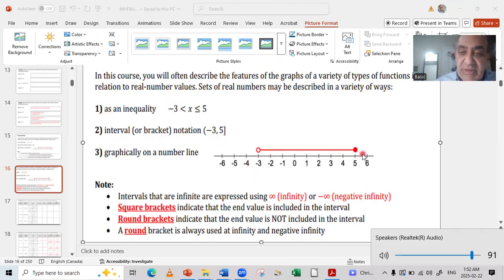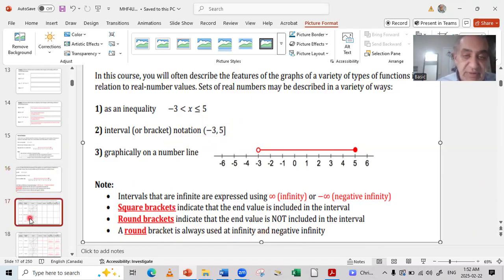But here, it is closed at 5, so we have to put it in a square bracket. The round bracket is always used for infinity and negative infinity. So we put the round bracket for infinity. This one is the square bracket, and the round bracket is this one. This one is also used for infinity. Just remember this. Okay.